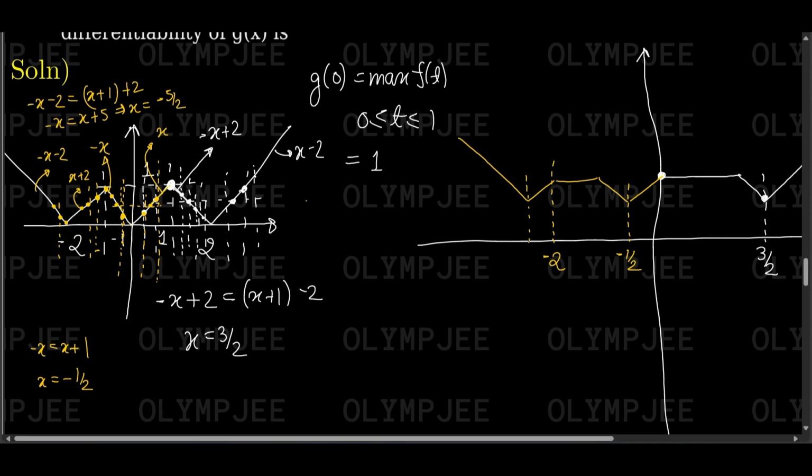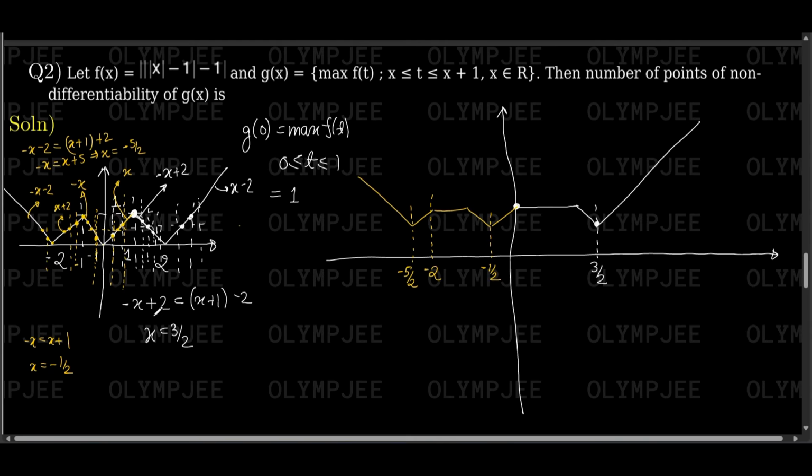The graph of g of x would be something like this. Okay, so now let us count the points of discontinuity. 1, 2, 3, 4, 5, 6, 7. So the answer will be 7. This was a bit tough to draw the graph of g of x, but if you are clear with what g of x is, you can easily draw it. If you did not understand anything, you can ask in the comment section, or you can rewind and play again.